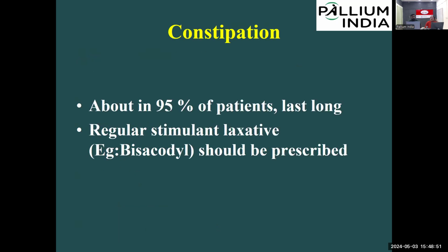Around 95% of the patients develop constipation. And usually when a patient is started on morphine, we start with a stimulant laxative. It can be bisacodyl or sodium picosulfate, usually given along with morphine. This is because the most common side effect with morphine is constipation, and as long as the patient is on morphine, the patient is likely to develop constipation. So the patient should be advised to continue with the laxative as long as the patient is on morphine.